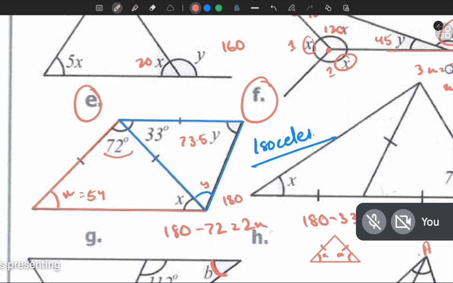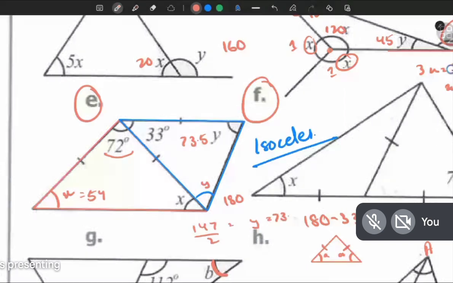So we've got 2x. Right? So we subtract 72 from 180, which gives us 108. And when we divide that by 2 in order to find x, we get 54. Similarly, we can subtract 33 from 180, which gives us 147, which is equal to 2y. When we divide both by 2, we get y, and that is equal to 73.5.